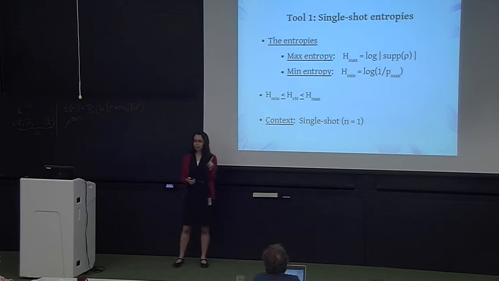If you have just 1 copy of the state, or 1 copy of a classical random variable, then you can also perform operations like data compression. And in this context, it's the single-shot entropies that give you the rates of maximal efficiency.